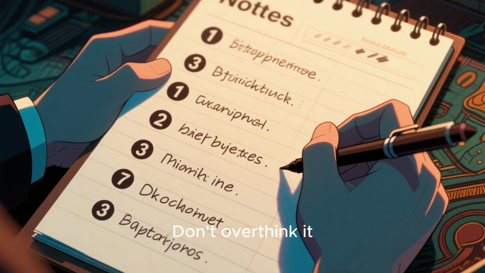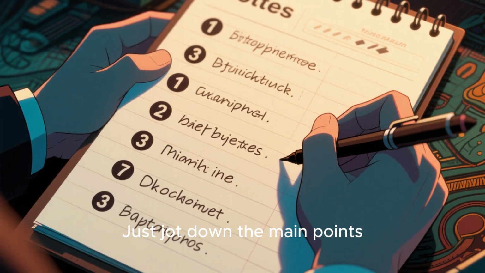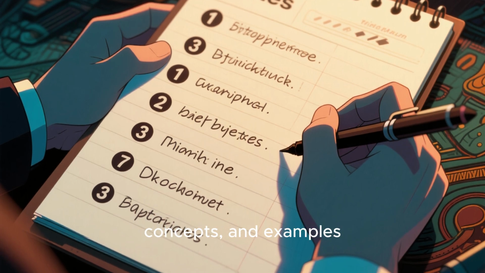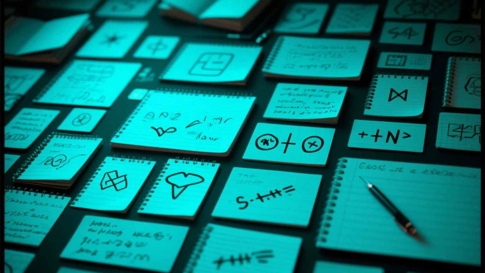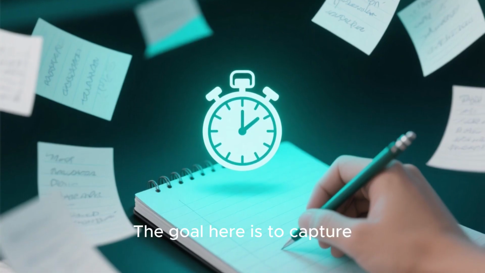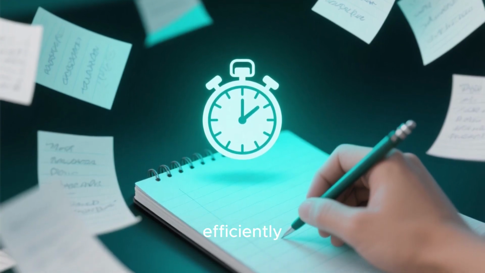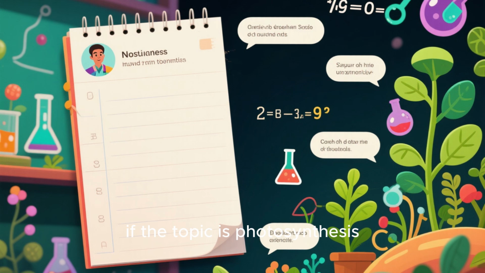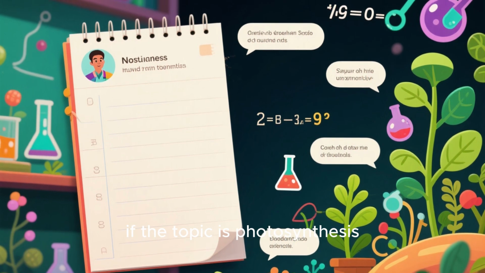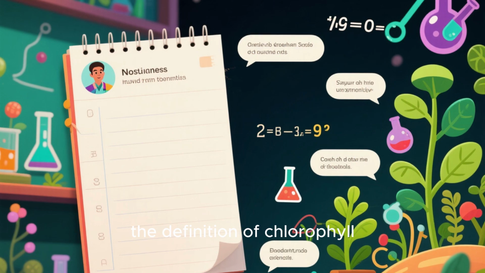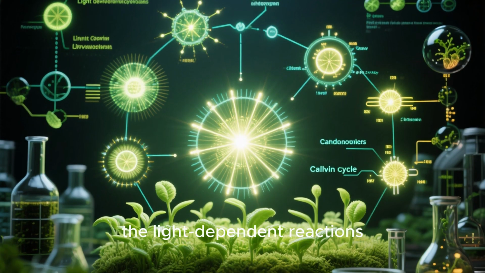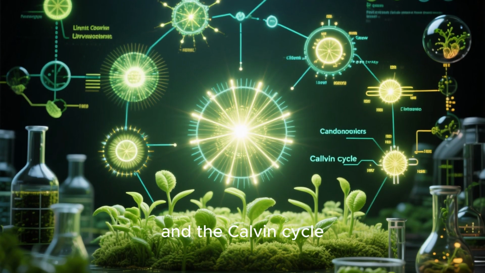Don't overthink it. Just jot down the main points, concepts, and examples. The goal here is to capture information quickly and efficiently. For example, if the topic is photosynthesis, you might write down the chemical equation, the definition of chlorophyll, and the 2 stages, the light-dependent reactions and the Calvin cycle.